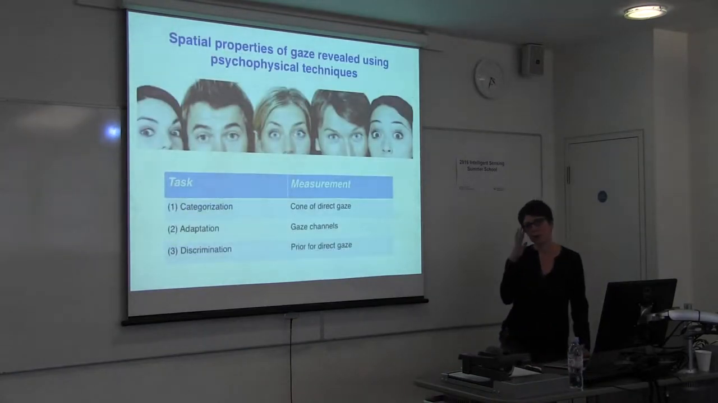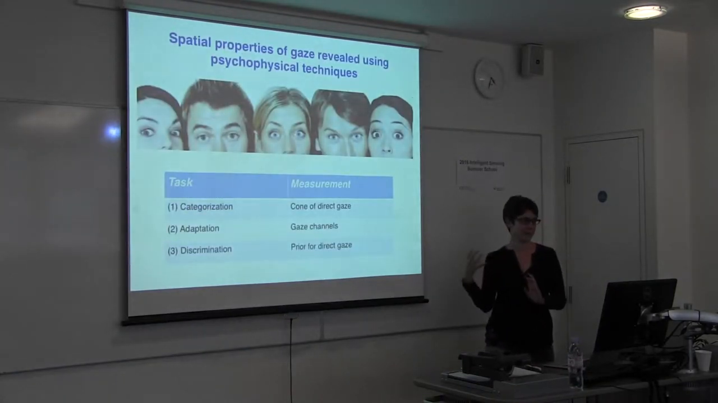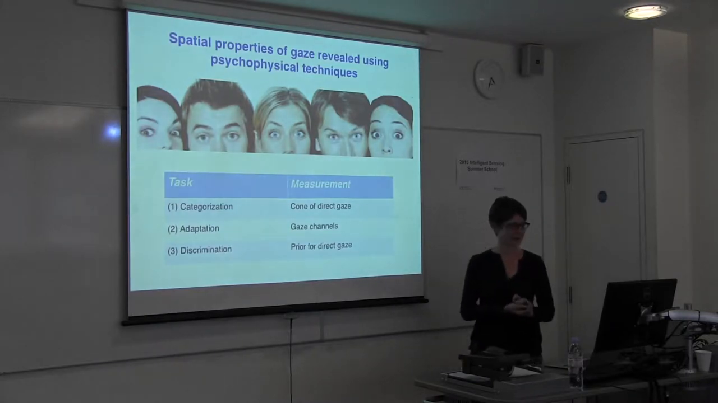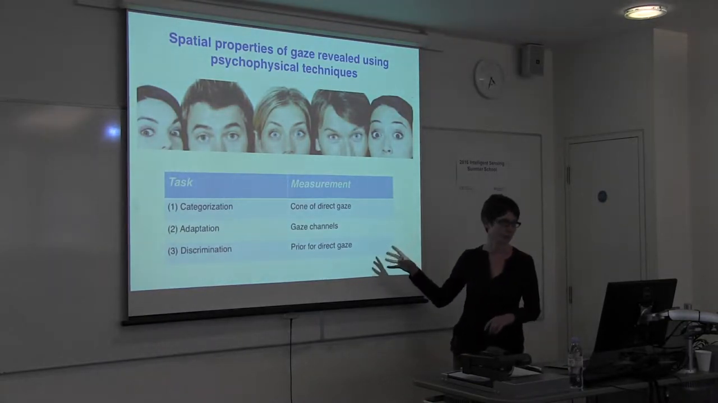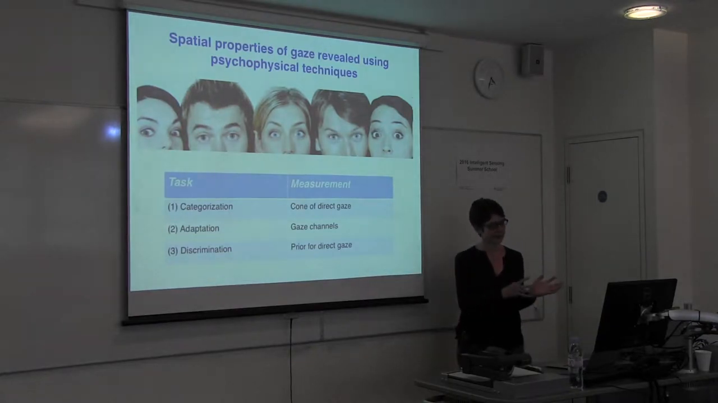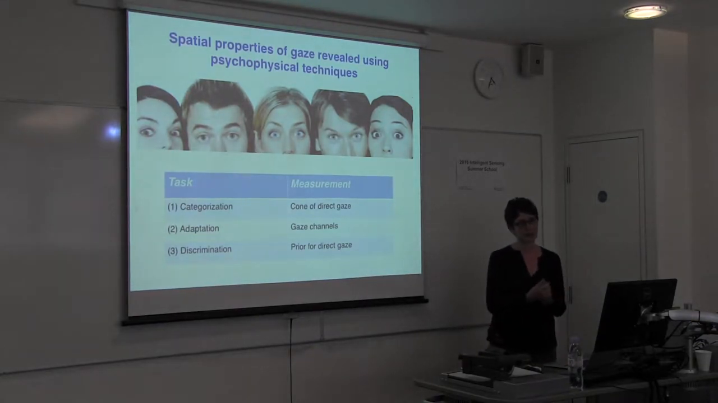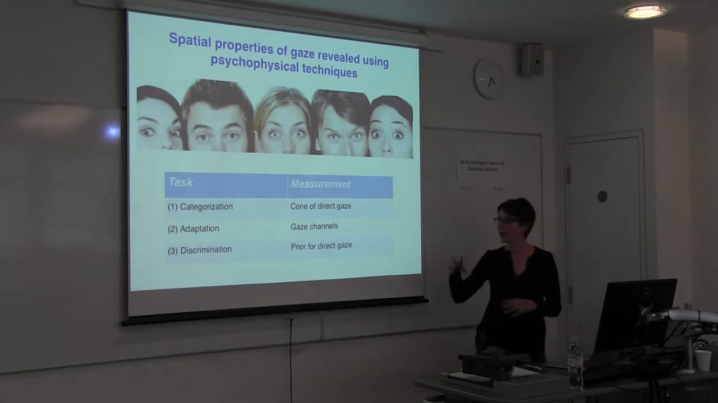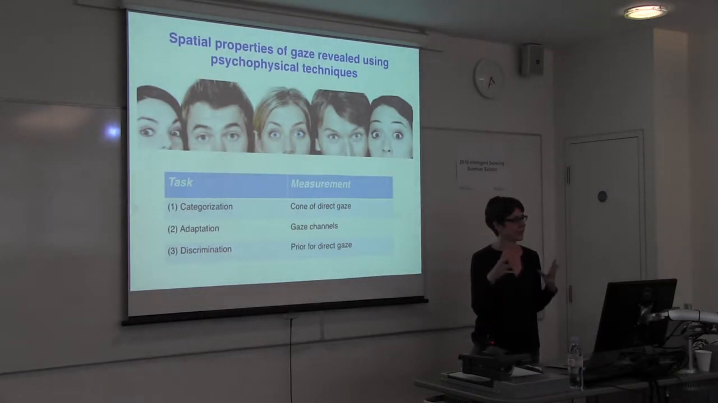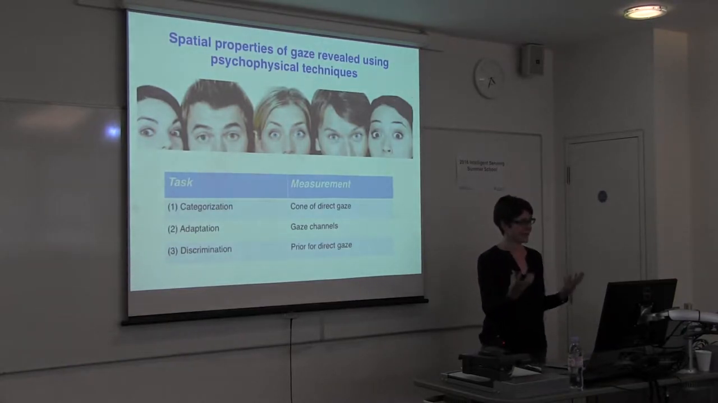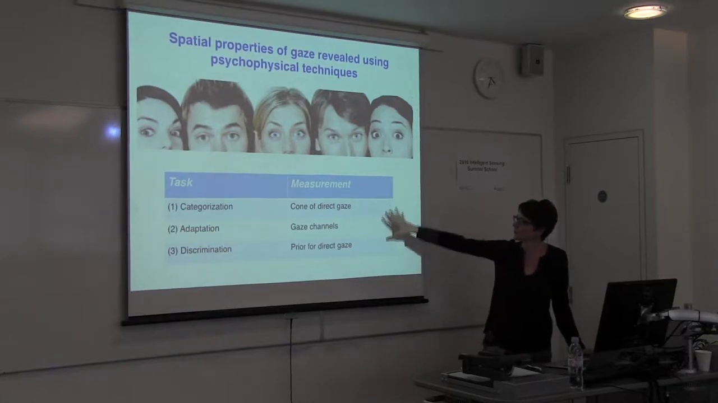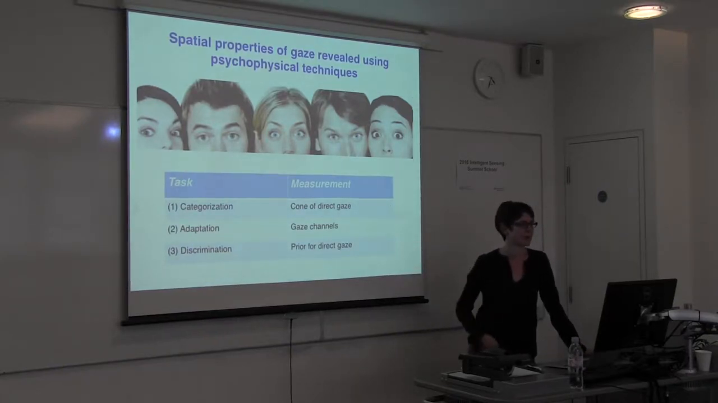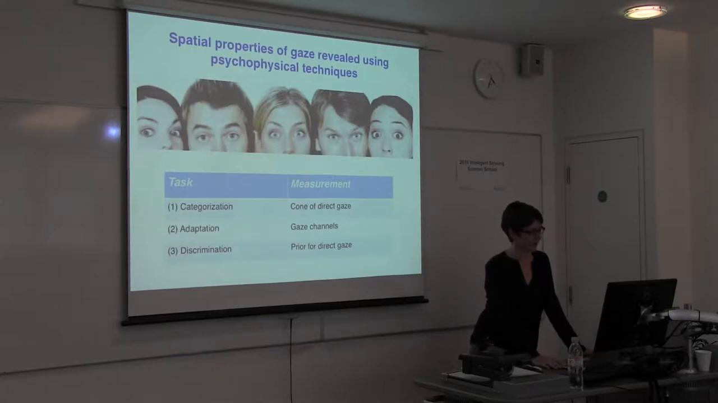So I'm going to talk about both the spatial properties of gaze and the temporal properties of gaze. And I'm not going to spend a huge amount of time on the spatial properties, partly because that's a bit of older research that I've been doing. And I'm going to discuss more the work that we've been doing lately, understanding how we make judgments about how long gaze lasts. So I'm going to briefly discuss these three different types of experiments that we've done to look at some of the properties of gaze, and then I'm going to talk about temporal processing of gaze.